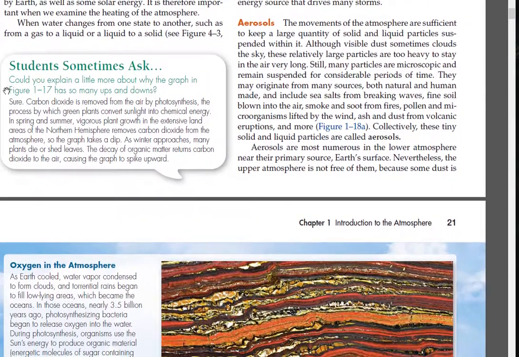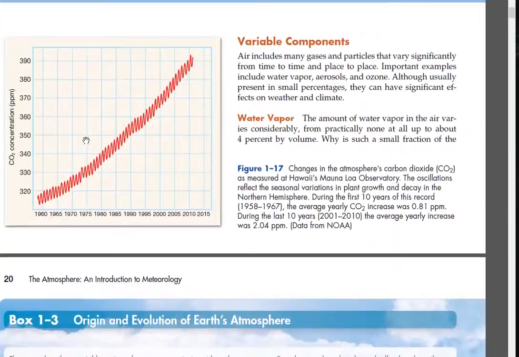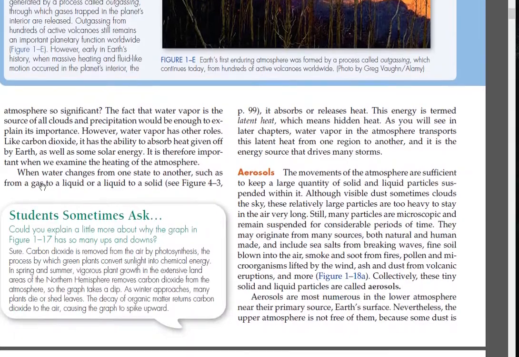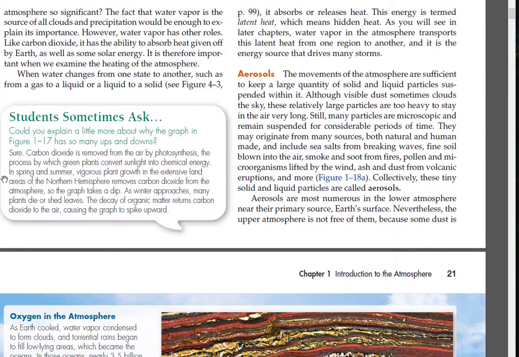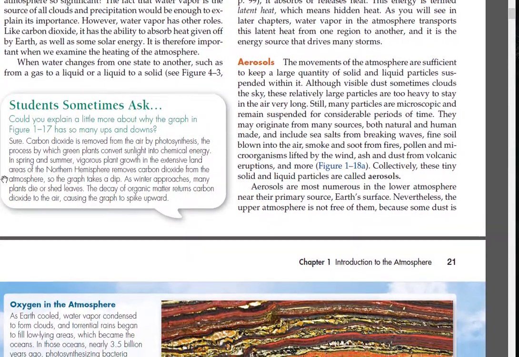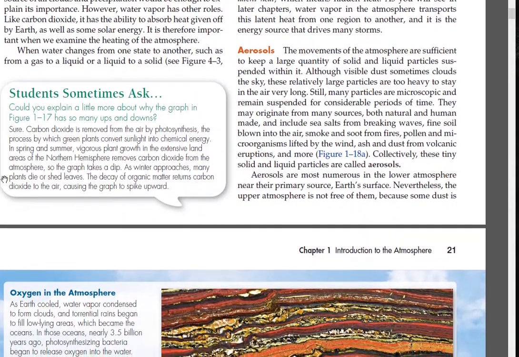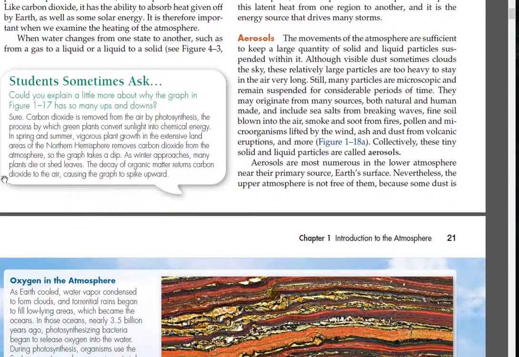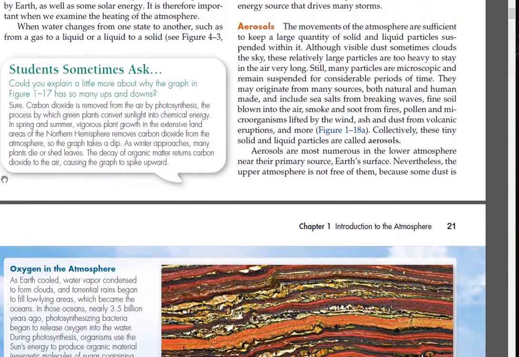Carbon dioxide is removed from the air by photosynthesis, the process by which green plants convert sunlight into chemical energy. In spring and summer, vigorous plant growth in the extensive land areas of the northern hemisphere removes carbon dioxide from the atmosphere, so the graph takes a dip. As winter approaches, many plants die or shed leaves. The decay of organic matter returns carbon dioxide to the air, causing the graph to spike upward.